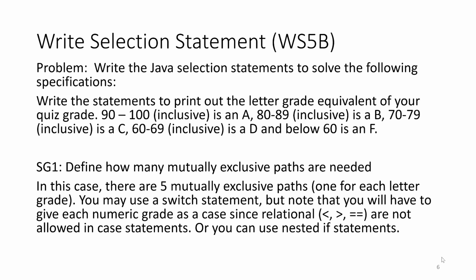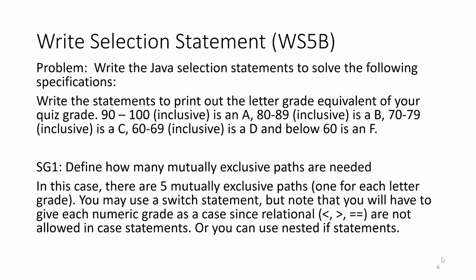Here's another worked example. Write the statements to print out the letter grade equivalent of your quiz grade, where 90 to 100 inclusive is an A, 80 to 90 is a B, 70 to 79 is a C, and 60 to 69 is a D. Below 60 would be an F.